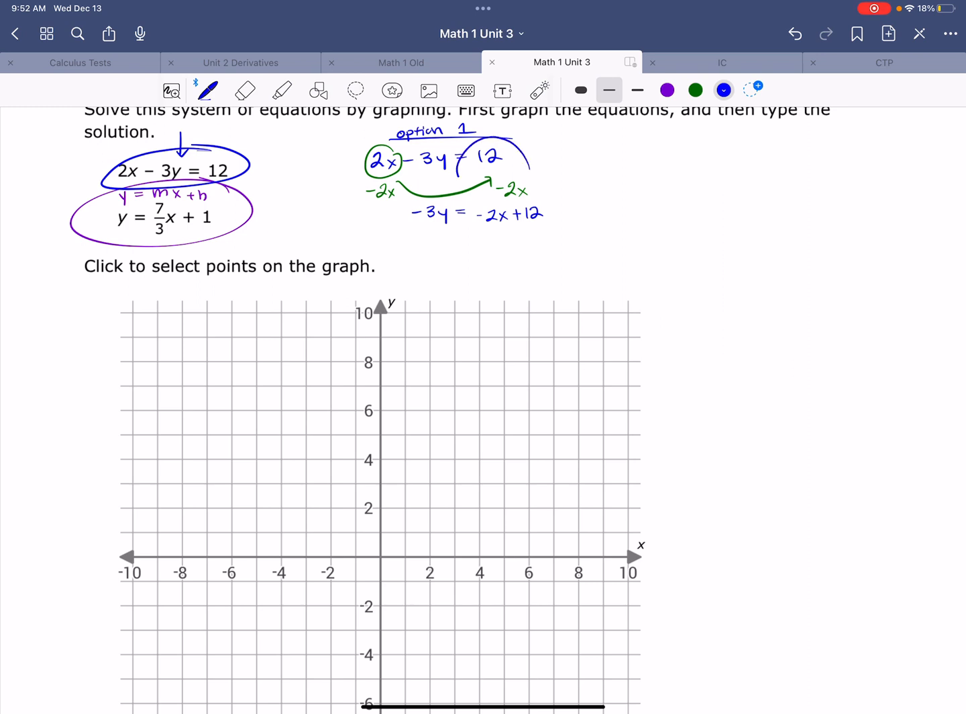You cannot combine these. This does not become 10 because that 12 does not have an x. So they're different terms, and that's why I do not combine them. My last step is going to be to go ahead and divide by this -3. Now, what I do to one side, I have to do to every single term on the other side.